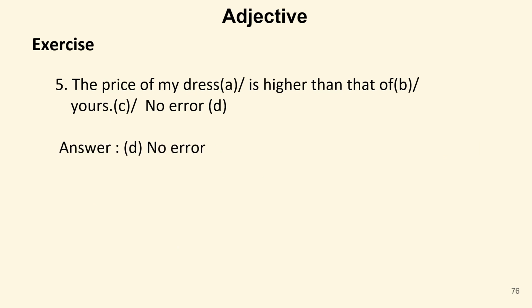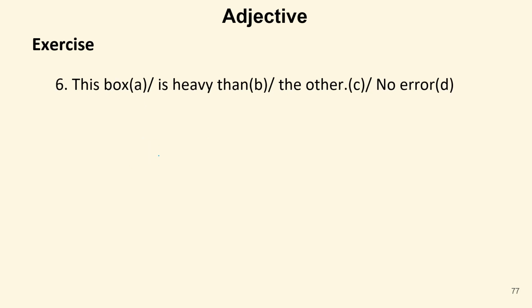Now let us move to the next question. The price of my dress is higher than that of yours. So D is the correct answer. That is, no error. This is the sentence that we have already read.